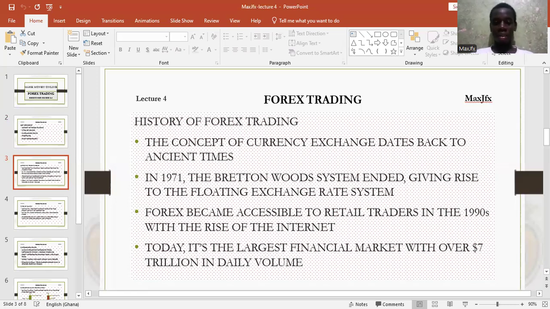Yes. All right. So now it has over 7 trillion daily volume. So a lot of money in the markets. How much will you take home? How much will you get from the market? That's the question of the day.